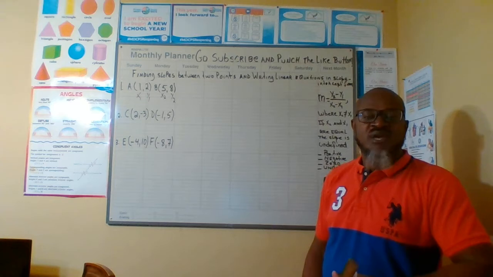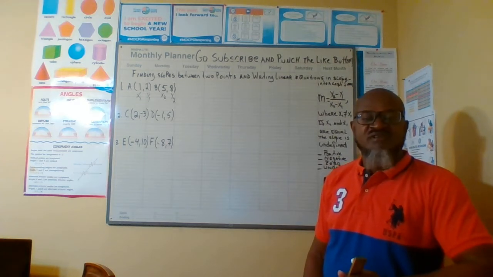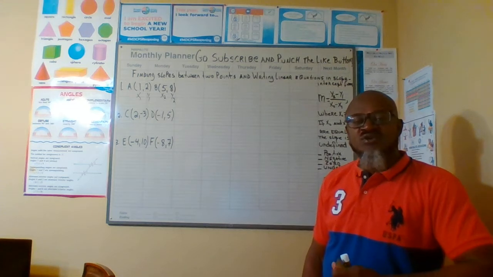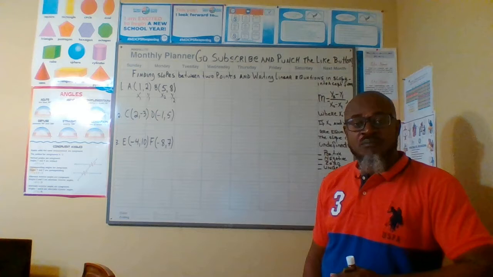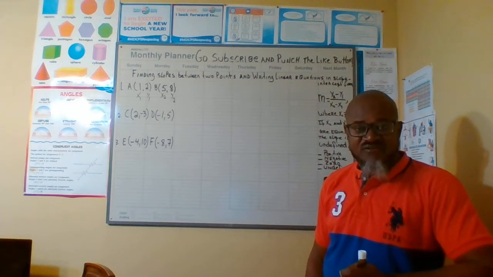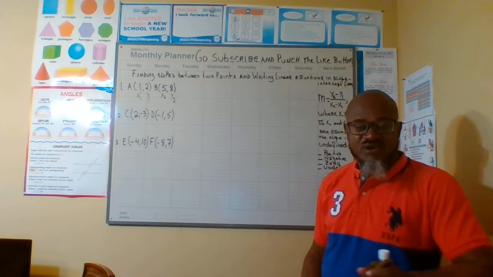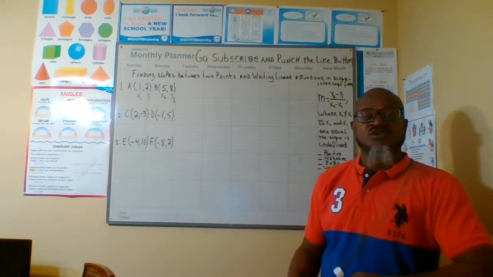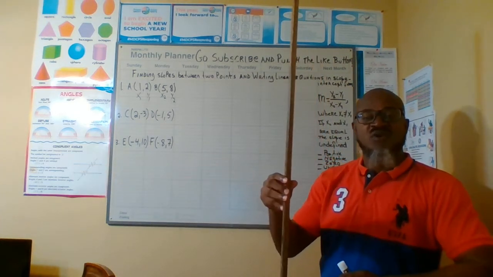The other way, your slope can be positive or negative. If the line is going up, it is positive. If it's going down, the slope is negative. So remember, there are four things that can happen to your slope. Your slope can either be positive or negative. Your slope can be zero when you have a horizontal line, the y values are the same. Or your slope can be undefined when you have a vertical line.